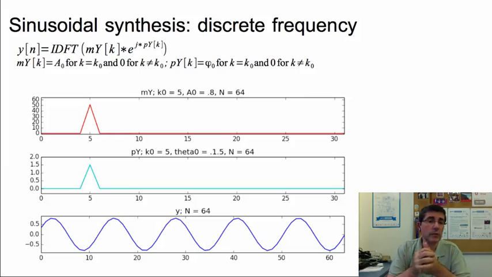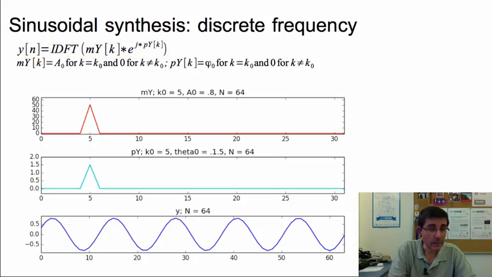We can use the DFT to do synthesis. So if we start from the spectrum of a sinusoid and do the inverse Fourier transform, in this equation we show how to do it. Basically, we start from the magnitude spectrum of the sinusoid and the phase spectrum of the sinusoid, and we just take the inverse DFT of that.